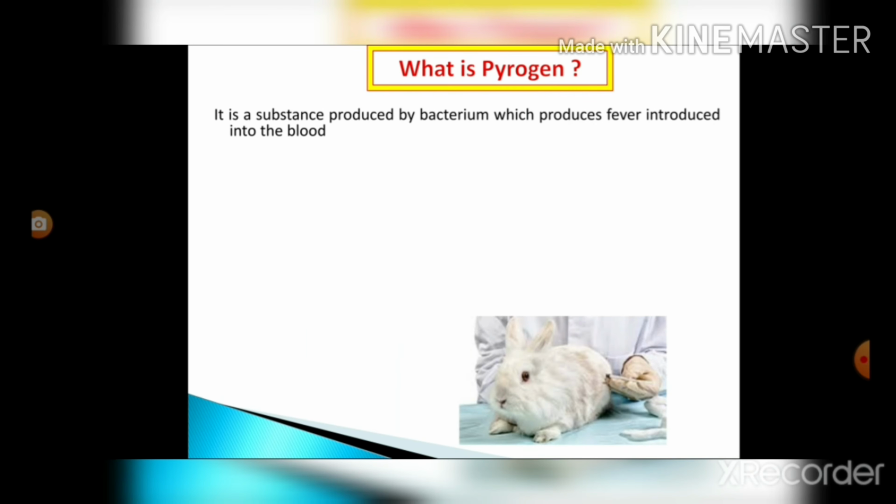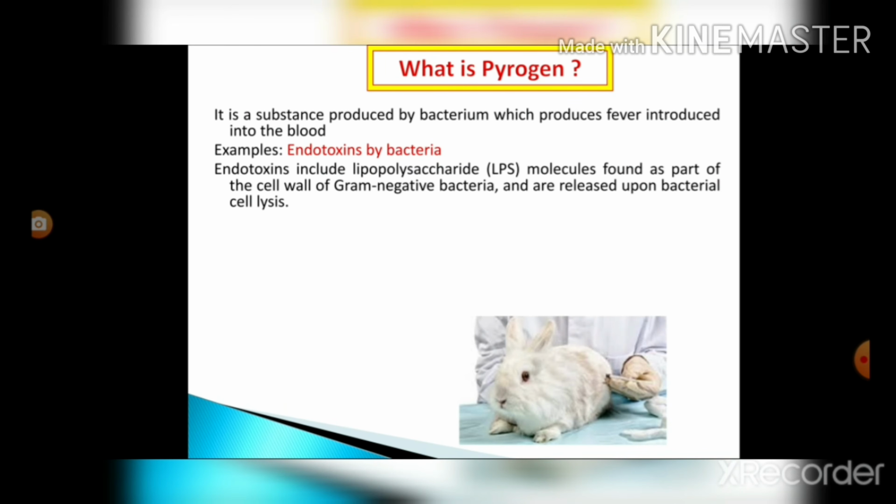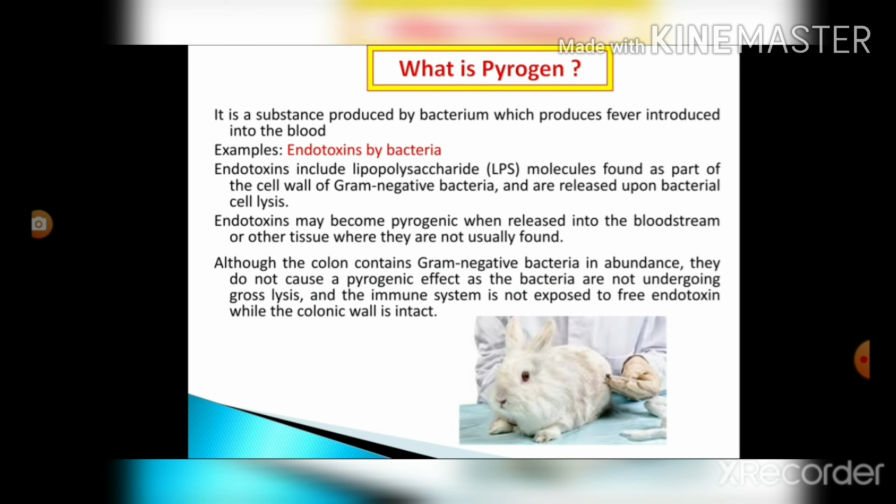Now what is pyrogen? Pyrogen is a substance produced by bacteria which produces fever when introduced into the blood. Examples: endotoxins and exotoxins. The endotoxins are mainly produced by bacteria. Endotoxins include lipopolysaccharides, molecules found as a part of the cell wall of gram-negative bacteria and are released upon bacterial cell lysis. Endotoxins may become pyrogenic when released into the bloodstream or other tissue where they are not usually found.